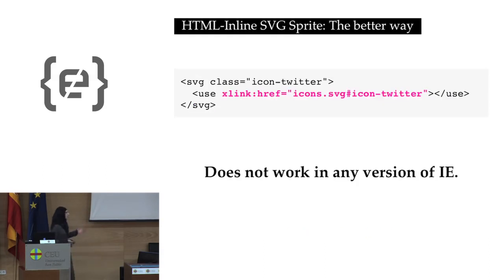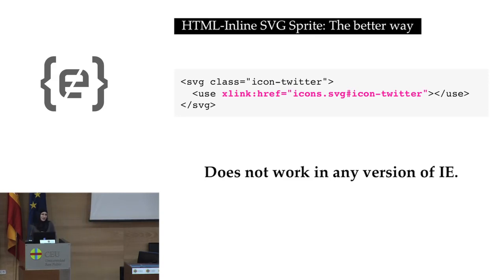Now, a better way. We said before that what we did is we included the SVG inside the document and then referenced each individual icon. However, ideally, we would be able to do this: we would reference an external SVG file and then select individual elements in that file. Again, this is better because the SVG sprite will then be cached, which is always better. However, this does not work in any version of IE. Specifically, IE does not allow you to reference an external SVG inside the use tag, which, you know, IE.